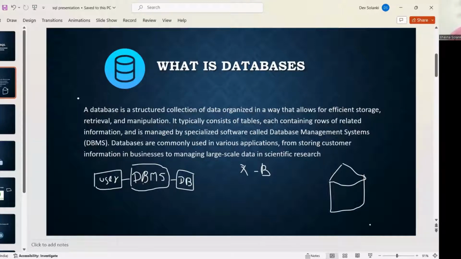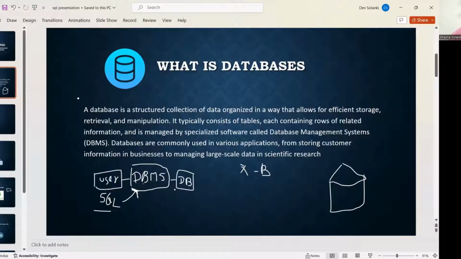But let's suppose this database is maintained in digital form, like in a computer system, and that principal ma'am wants the data of the 10th B students, then she will use one language to interact with the database. That language is known as SQL. SQL only understands database management system, DBMS. Okay. So this is how a user doesn't have direct access to the database.